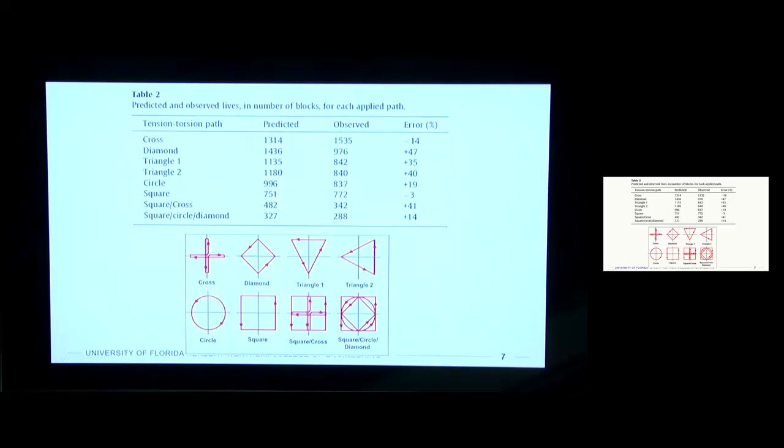this is sort of the grand finale of the paper, this table 2. So it's the predicted and observed lives in number of blocks for each applied path. So they define a block as some number of loadings, and then they predict, based on their new model, how many blocks it's going to last. And then they do the experiment, and they note how many cycles or blocks it was able to sustain before a surface crack was observed. That's their criterion that they specifically state in the paper. And then they do a very quick calculation of what's the percent error, okay?